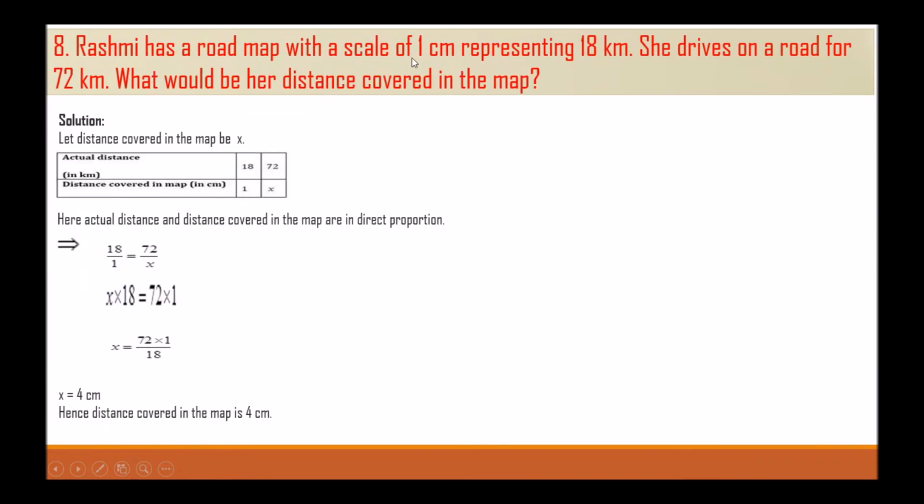Rashmi has a road map with a scale of 1 centimeter representing 18 kilometers. She drives on a road for 72 kilometers. What will be her distance covered in the map? So let the distance covered in the map be x. Actual distance and distance covered in a map are in direct proportion. So 18 upon 1 equals 72 upon x. We will do the cross multiplication. So we will get x equals 4 centimeter. So the distance covered in the map is 4 centimeter.